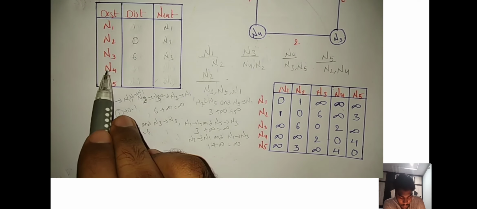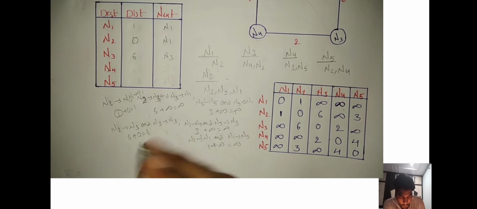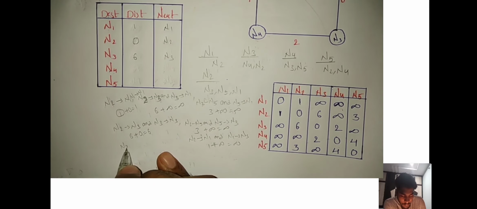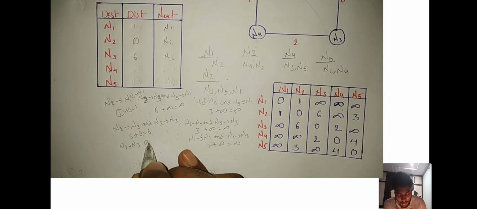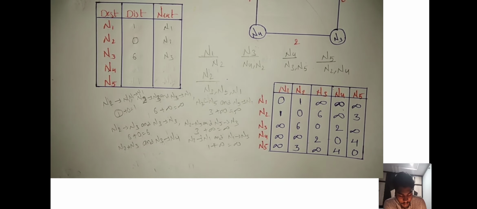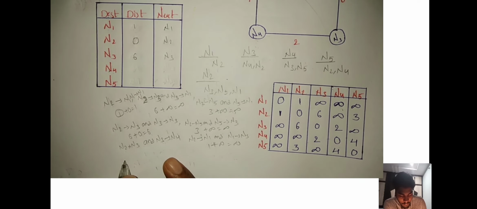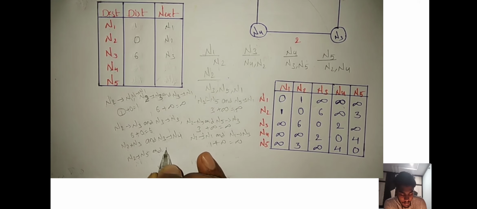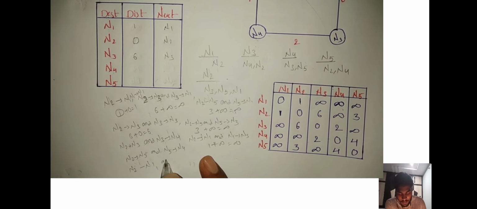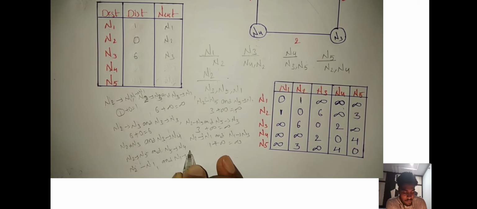And next is, we have to go to n4. And there also we have 3 paths. The first path is, we have to go to n2 to n3 and n3 to n4. And the next path is n2 to n5 and n5 to n4. The next path is n2 to n1 and n1 to n4.